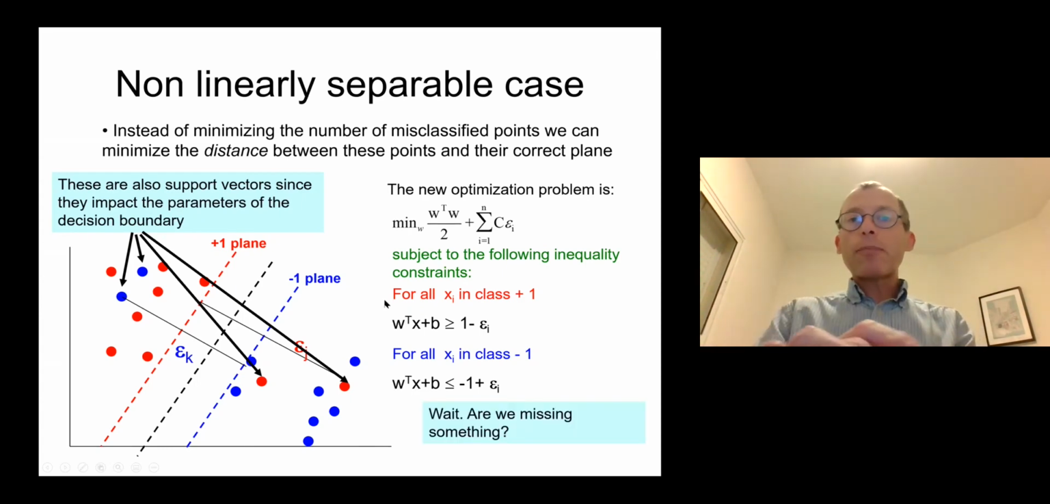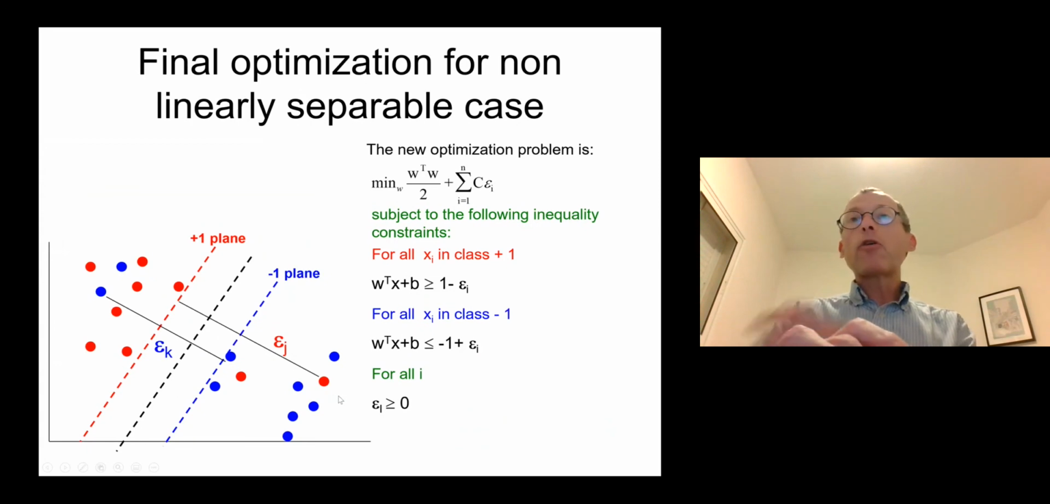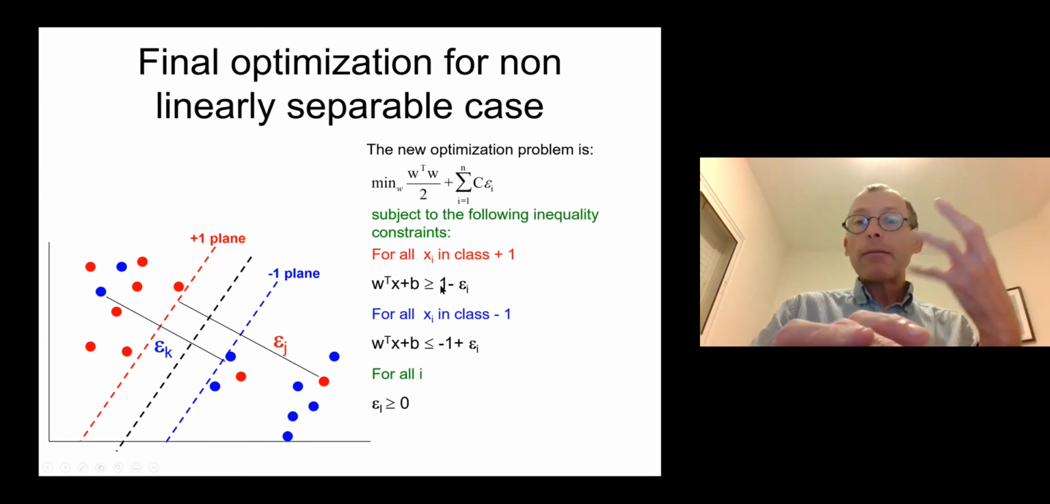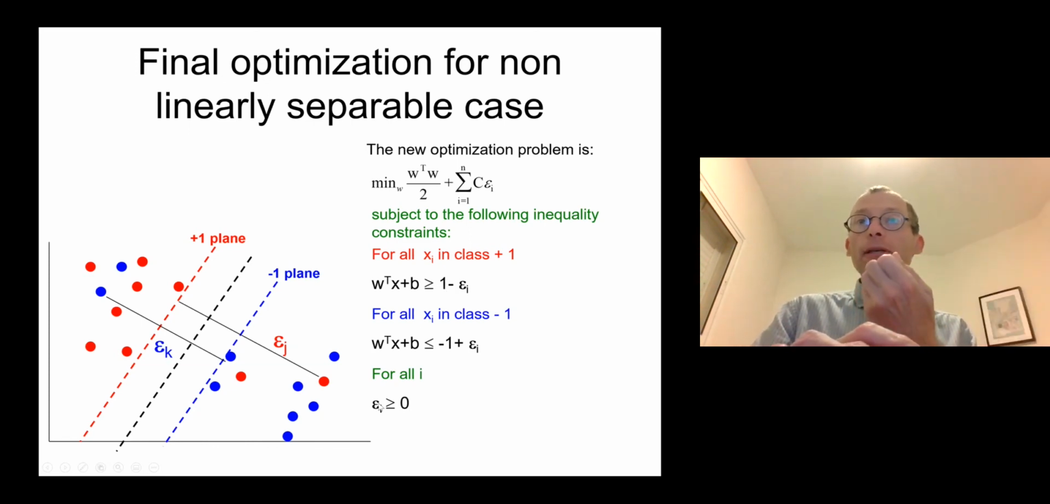Okay, and also epsilon, of course, has to be positive, right? If we allow epsilon to be negative, then these points will also have an impact. We don't want that. We just want the ones we make a mistake on. So epsilon has to be positive. And, for all points, if you are correct, then you set epsilon to 0, and by definition, you are correct. But if you are incorrect, you have to set epsilon to some positive value.